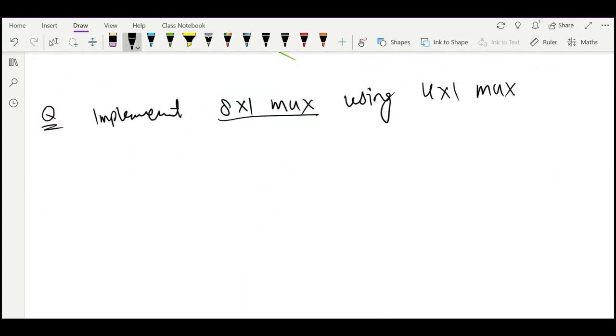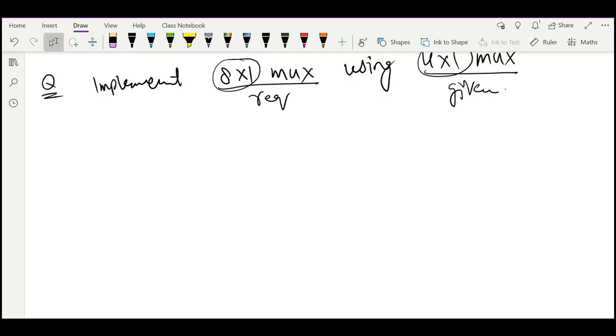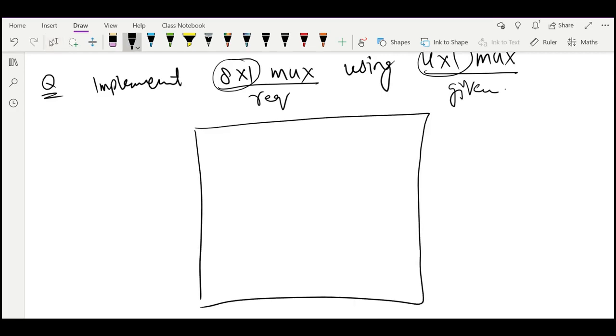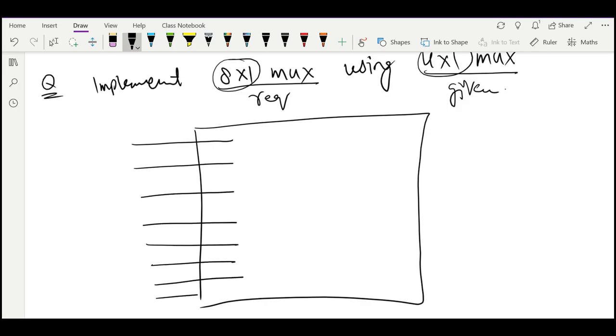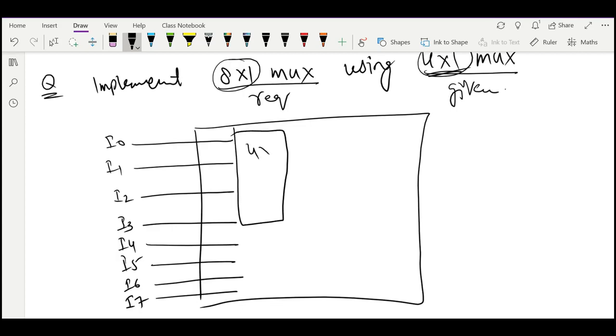Now we have to implement an 8 into 1 mux, and what is given? 4 into 1 muxes. Instead of 2 into 1, we now have a slightly larger mux, and we have to make a larger one, okay? Now see here how to make it. Let's say this is an 8 into 1 multiplexer. It will have 8 lines: I0, I1, I2, I3, I4, 5, 6 and 7. Now a 4 into 1 multiplexer will have 4 lines. So let's say this is a 4 into 1 mux, with 4 lines connected to it, and another 4 lines connected to another 4 into 1 mux.